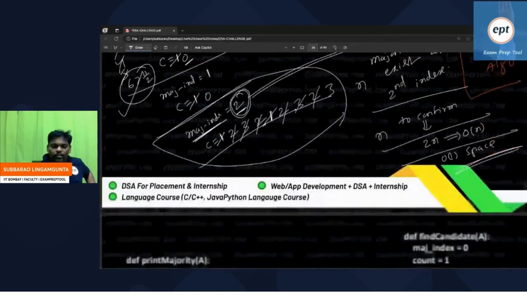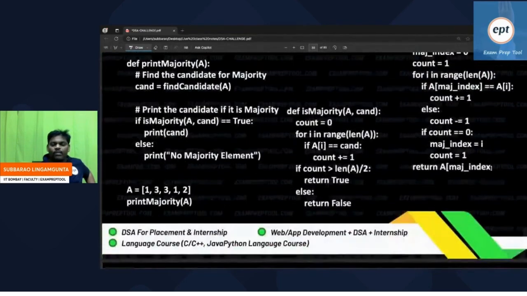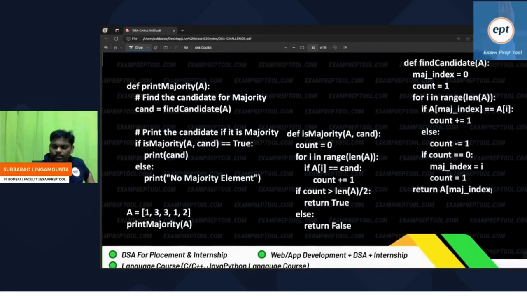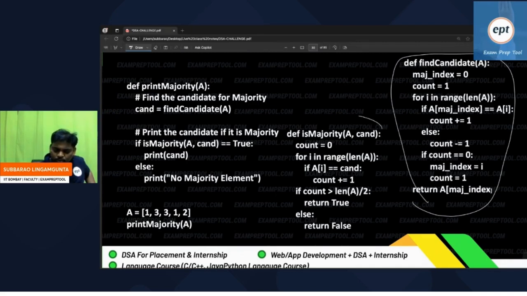So the algorithm is also available. Let's come here. I think there are two steps here: most probable person finding and confirming. See, find candidate. One story is for the most probable person. One more is for confirming purpose. See, this is for confirming, and this is for the most probable person finding.